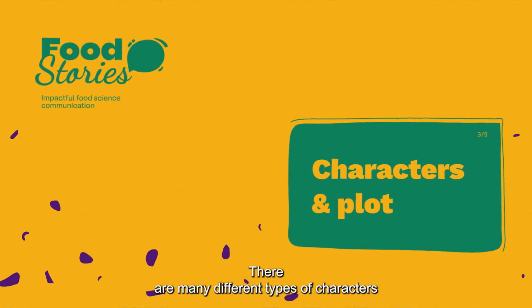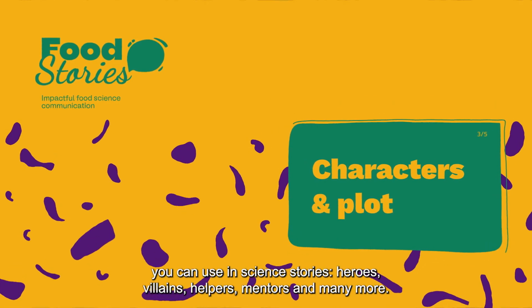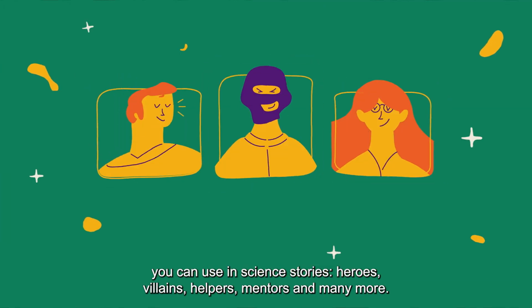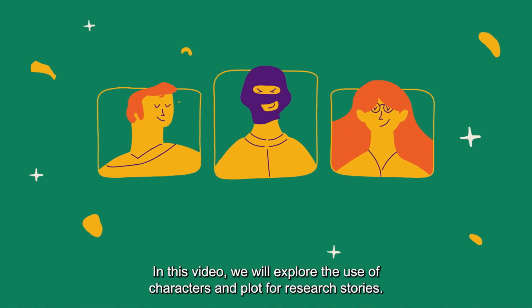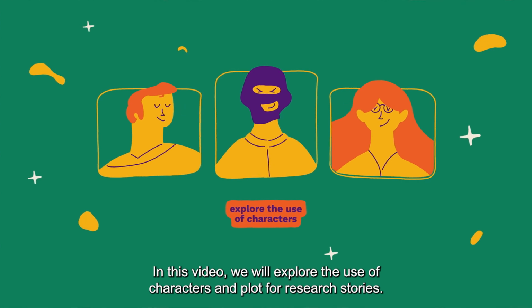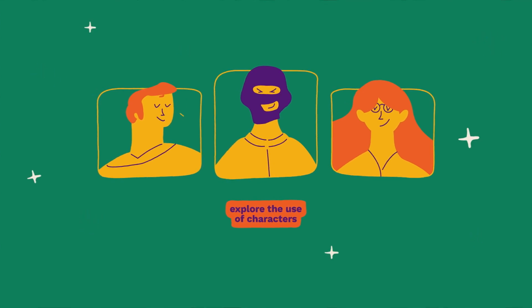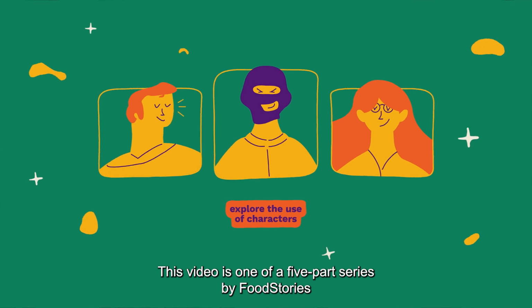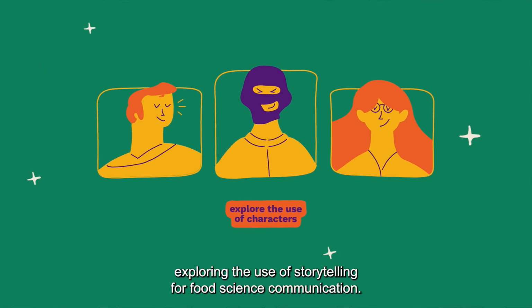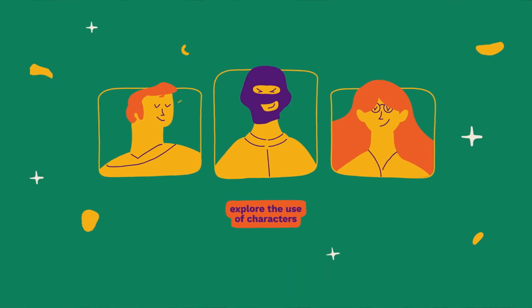There are many different types of characters you can use in science stories: heroes, villains, helpers, mentors, and many more. In this video, we will explore the use of characters and plot for research stories. This video is one of a 5-part series by FoodStories exploring the use of storytelling for food science communication.